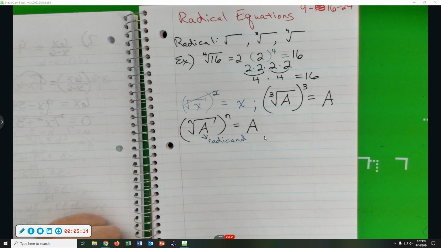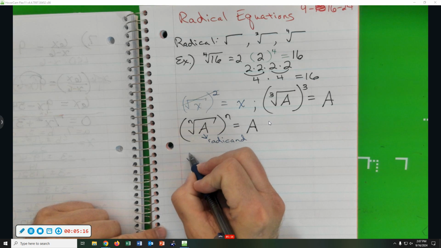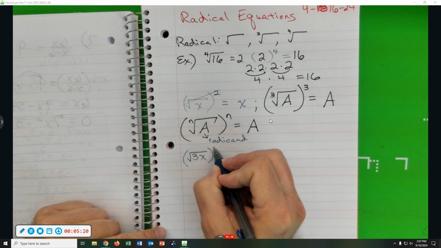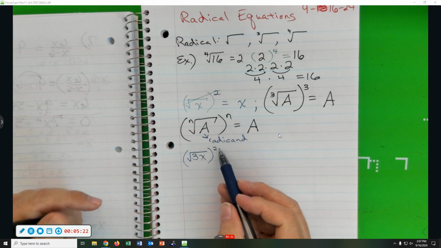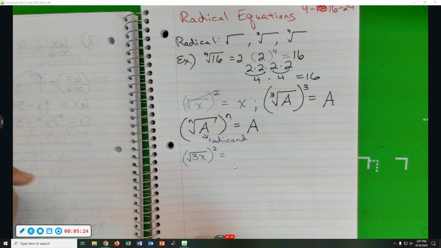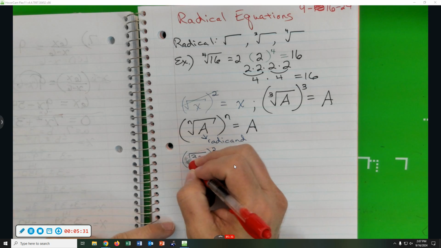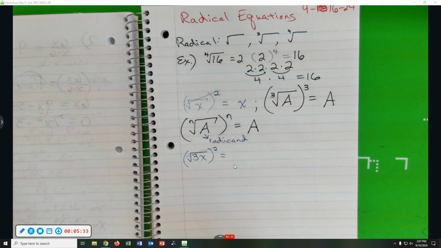Let's go back to this whole notion here. Right now, I'm just going to work with square roots. Suppose we have the square root of 3x, and we square it. That square would undo the radical and cancel it out, just leaving you with 3x.